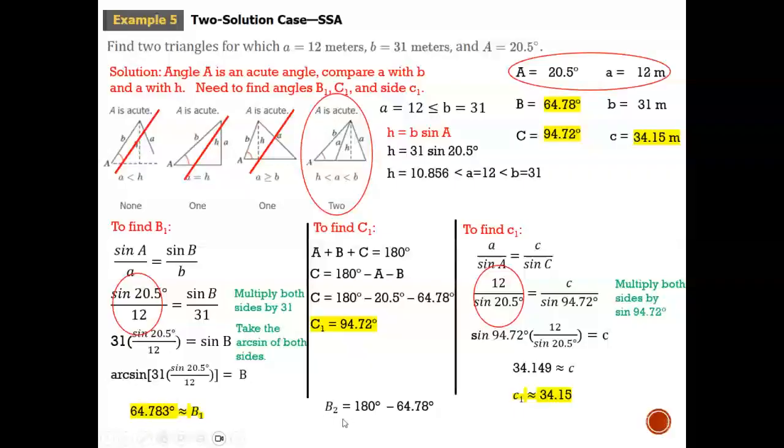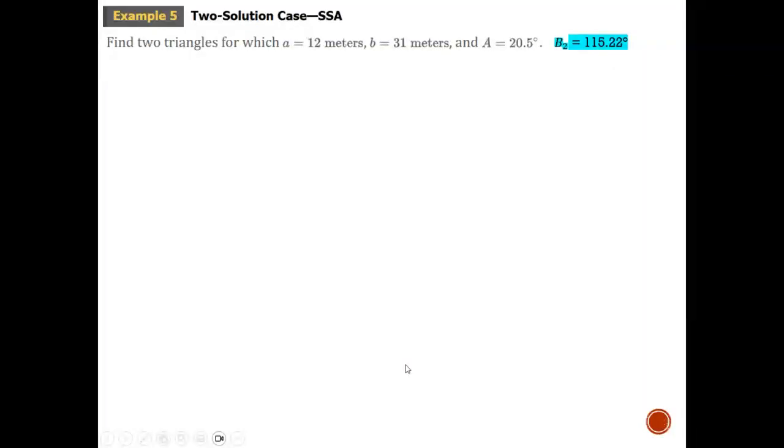So now I want to start with my other triangle. So I'm going to take 180 minus that first B value that I found. 180 minus this 64.78, if I round, I get 115.22. So it is possible for me to have another triangle with the original given values. I can get another triangle if I have another value of angle of 115.22. So I'm going to work on that one next.